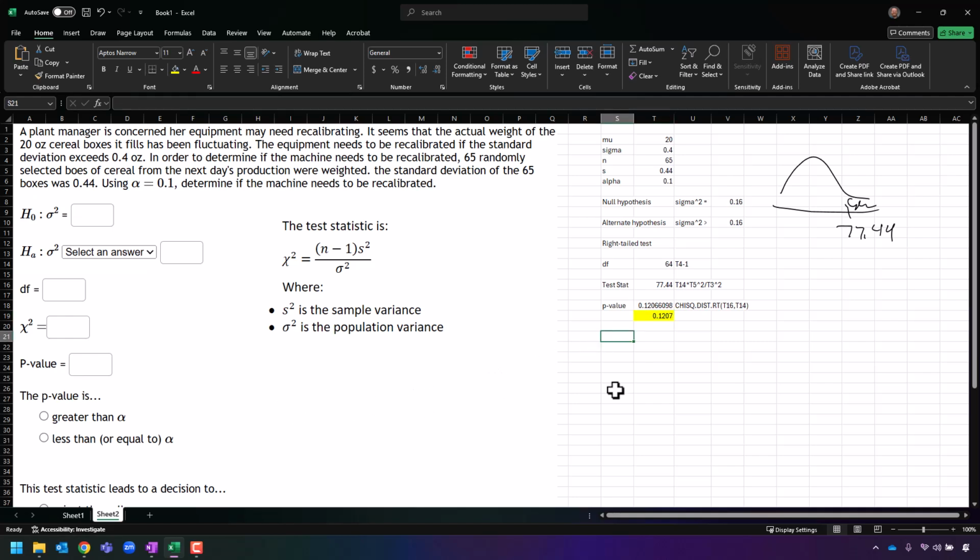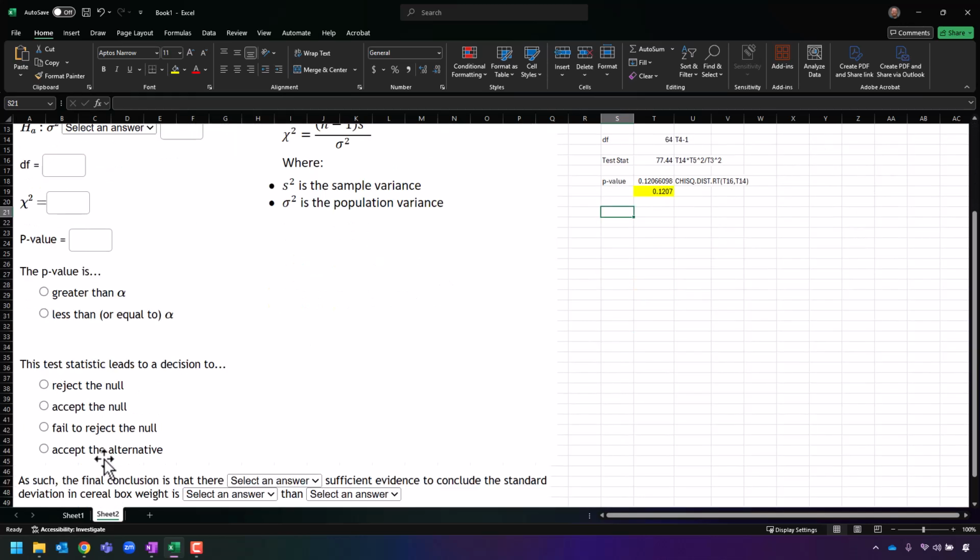And then we follow our regular process, right? If we are less than alpha, we reject the null hypothesis. So here our p-value of 0.1207 is greater than this, so we click the greater. The test statistic leads us to this.